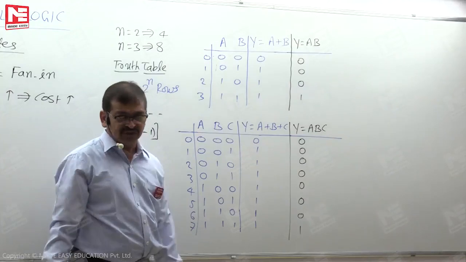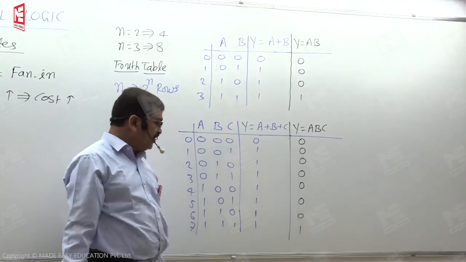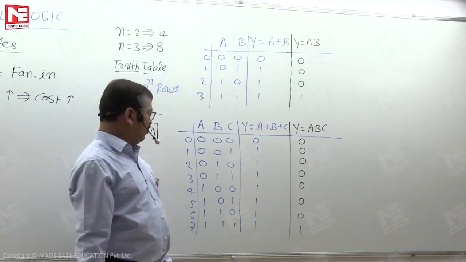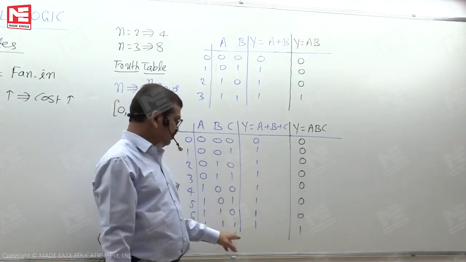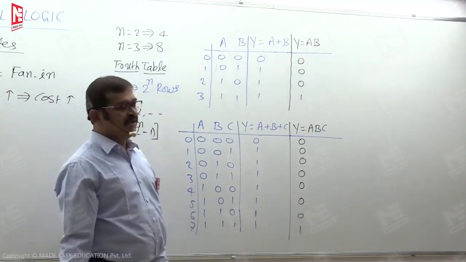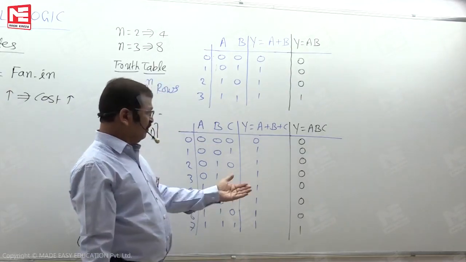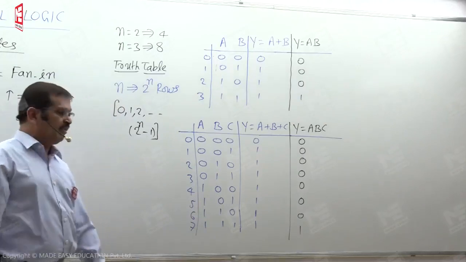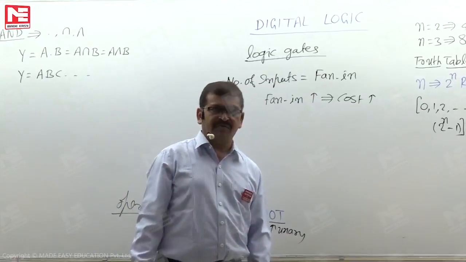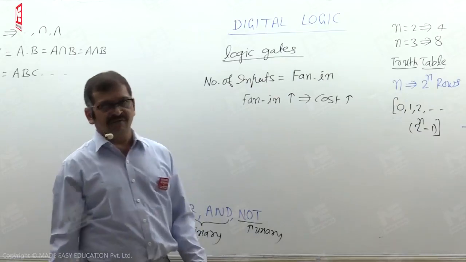So because of this, the result of AND operation is 0 if at least one of the variables is 0. Or equivalently, we can say the result of AND operation is 1 if and only if all the variables are 1. All the variables will be 1 only for the last row, whether it's the case of 2 variables or 3 variables, or even 4 or 5 variables, only for the last row all the variables are 1. So the result of AND operation is 1 if and only if all the variables are 1.